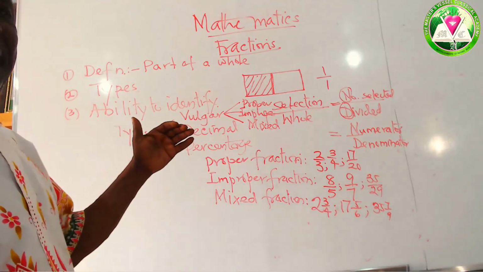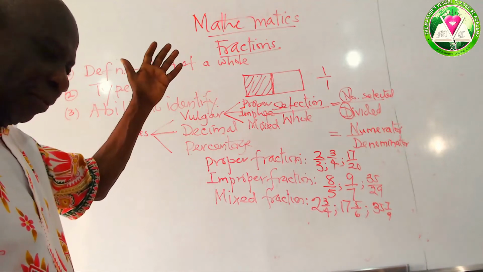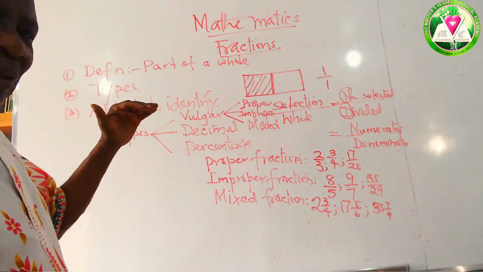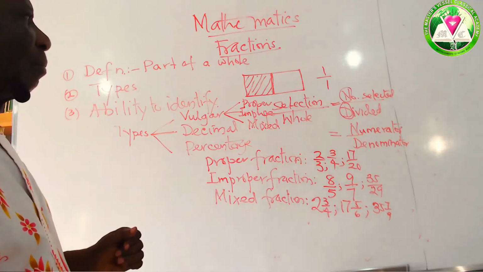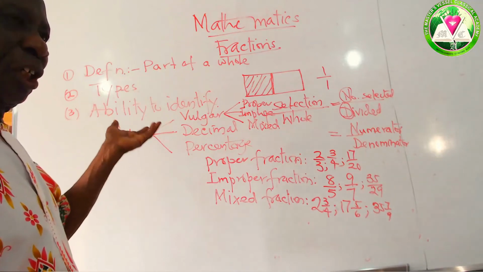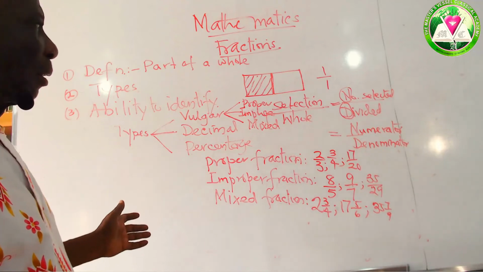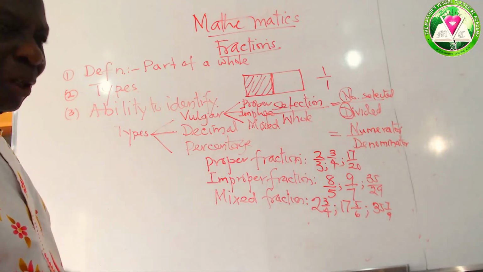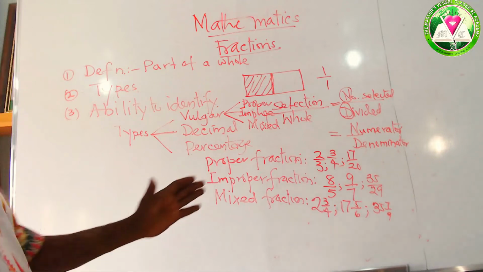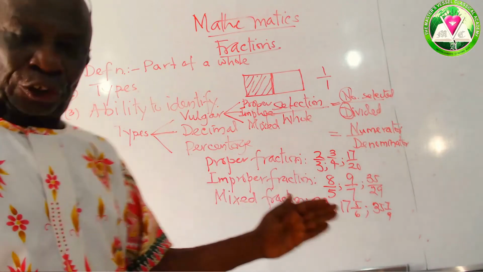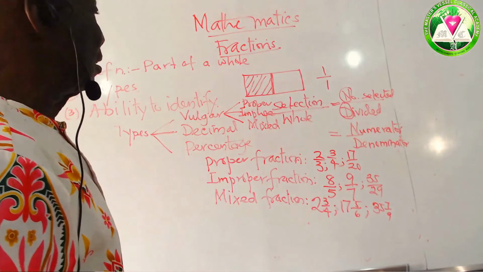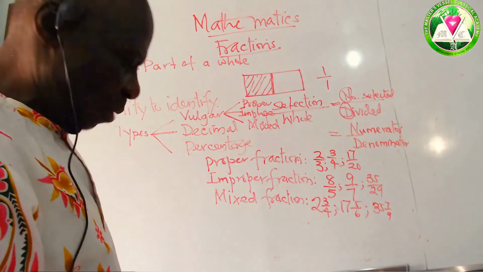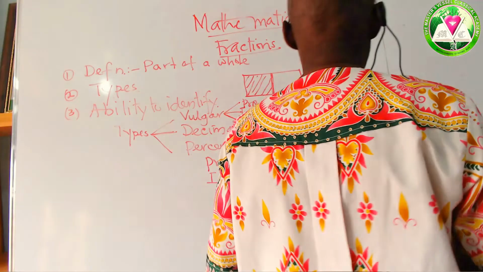Now let's look at what we've said. Fraction, numerator, denominator. Once the numerator is smaller than the denominator, proper. Once the numerator is bigger than the denominator, improper. Once we have some whole numbers attached to a proper fraction, mixed fraction. That is what we have now discussed. Now let's look at some examples of certain numbers. We are going to write just 4 of them.